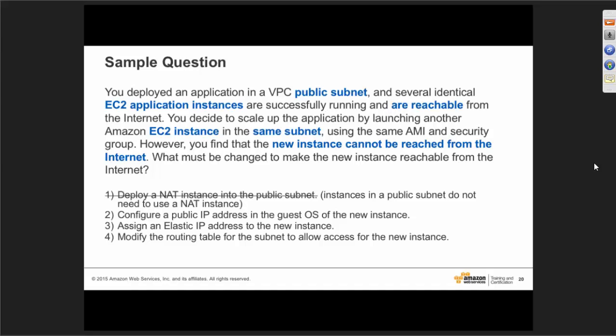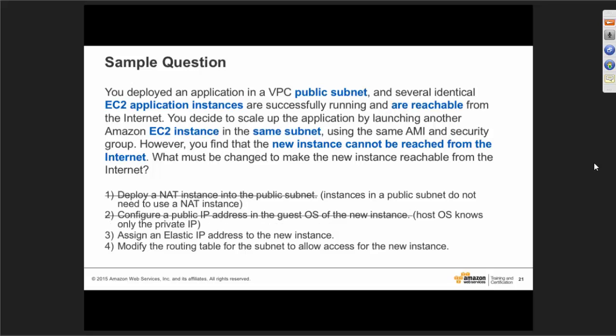Number 2 here, configuring a public IP address in the guest OS of the new instance. This one's kind of a trick question because you don't actually specify the public IP address in the guest OS. If you're in the guest OS, if you're in Windows, you do an ipconfig, or Linux, you do an ifconfig. You're going to get the private IP address. The public IP address isn't shown, at least from the operating system point of view, so it's not 2.